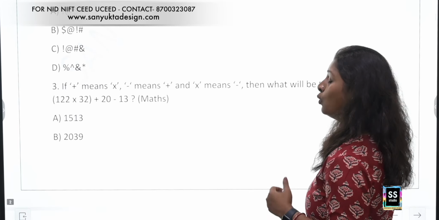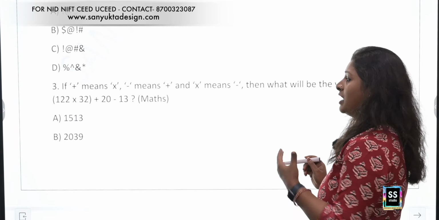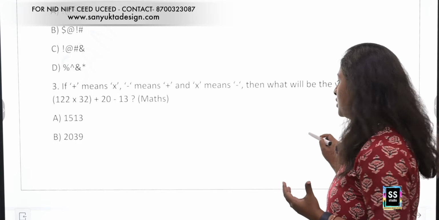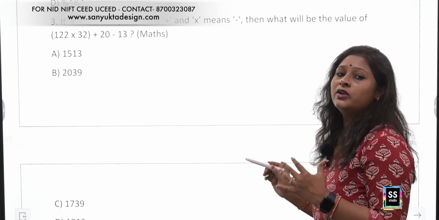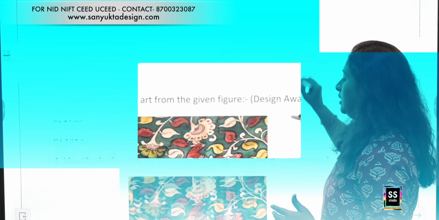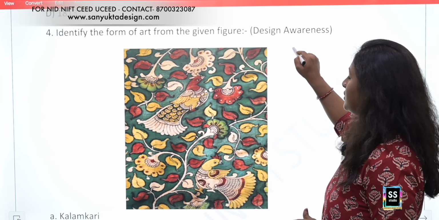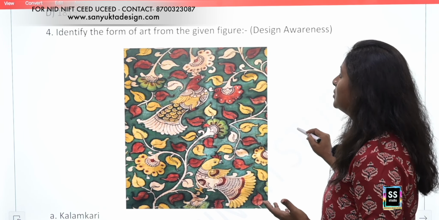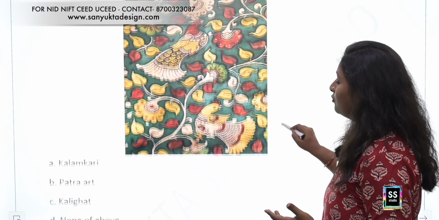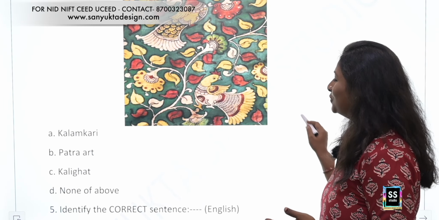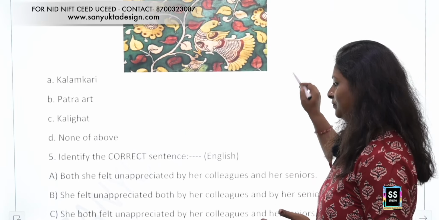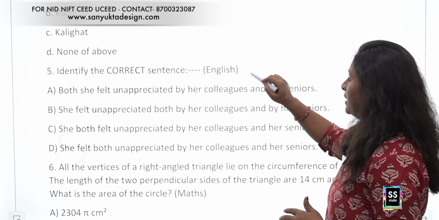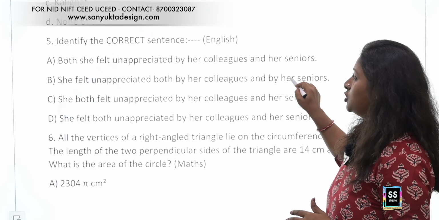Since it wasn't asked this year, I have still included these questions just to boost up your preparation, because obviously you are not going to leave any stone unturned. Now this is the fourth question based on your design awareness, where you'll be provided with a picture and asked to identify the art form. Which art form is it, children? It is Kalamkari. Sorry, I have given the answer, but yes. Identify the correct sentence. This question belongs to English.